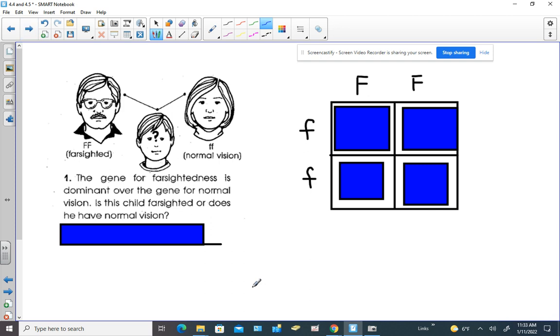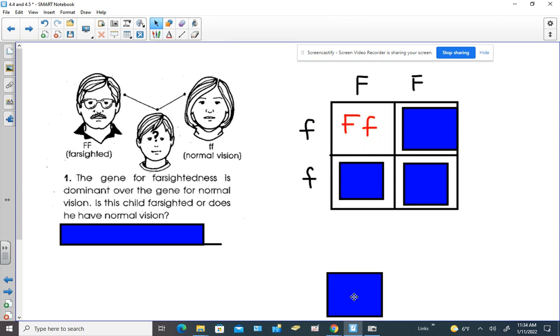Let's look at the first family. The gene for farsightedness is dominant over the gene for normal vision. Is this child farsighted or does he have normal vision? So dad's farsighted. Let's put his alleles here at the top of the Punnett square. Mom has normal vision. We'll put her alleles here. And let's look at what the offspring show.